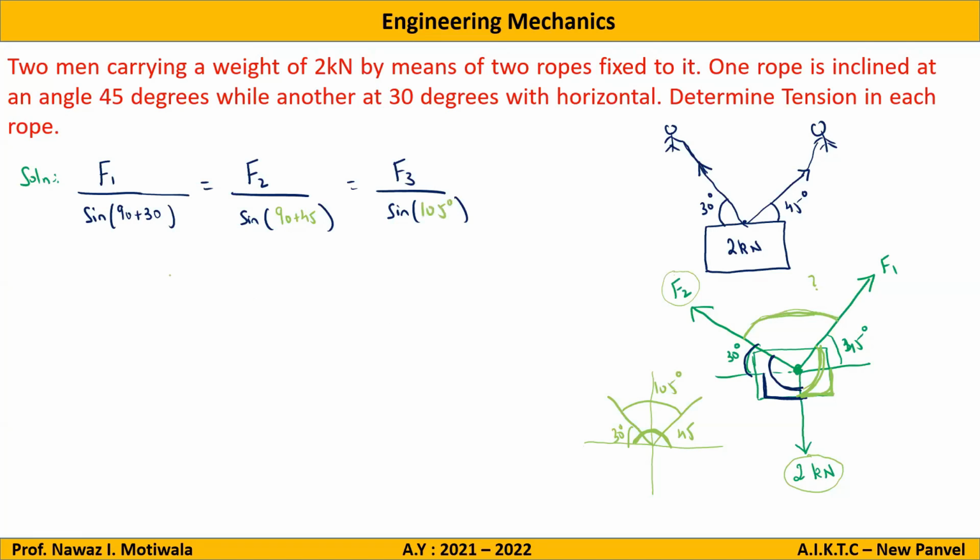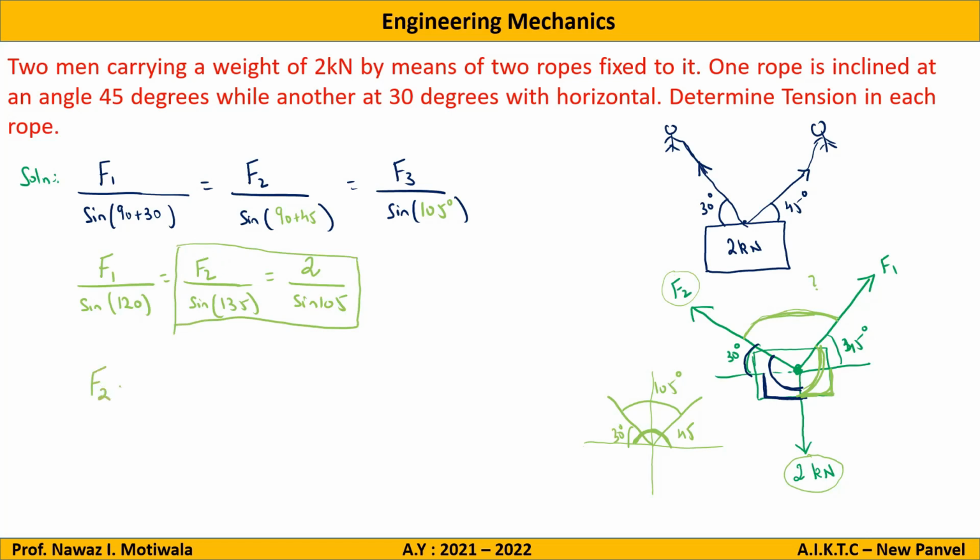Now everything is known to us. I will just substitute. So I will get F1 divided by sine of 90 plus 30, which is 120, equal to F2 divided by sine of 90 plus 45, which is 135, equal to F3, whose value we know, that is 2 divided by sine of 105. Now consider these two pairs, and we will get the value of F2. Just cross multiply and give me the answer for F2. And similarly, when you consider the first one and the last one, you will get the answer for F1.